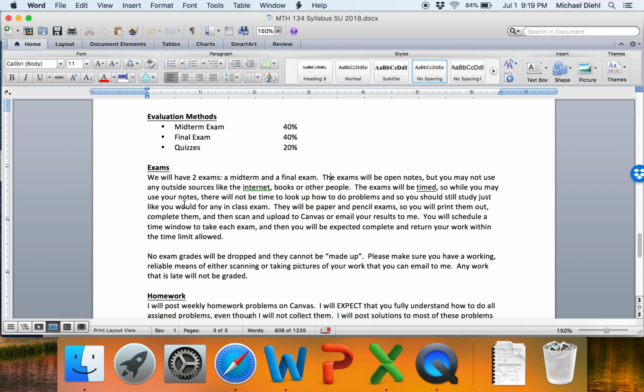So my advice, study normally how you've always studied for exams. But the good news is that if you do need to look a couple of things up or you need to remind yourself of one or two things, you can during the exam. The exams will be paper and pencil.